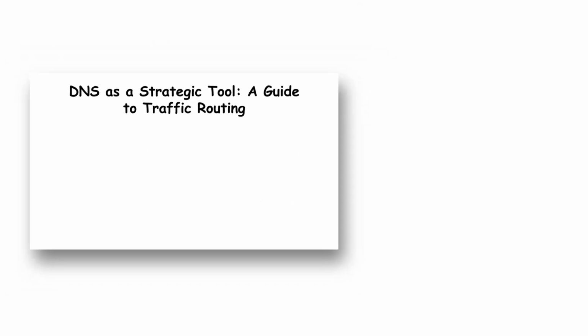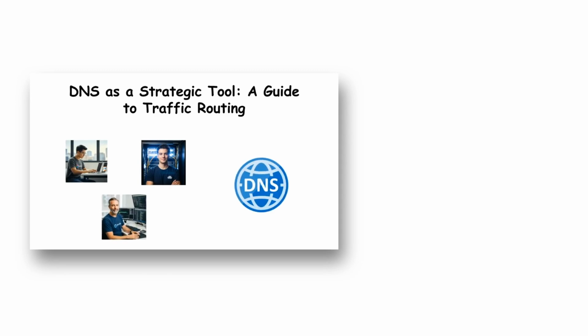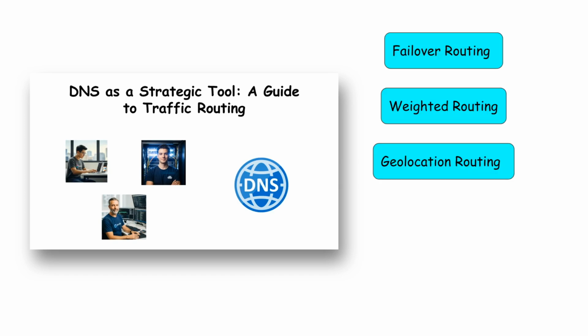In our last video, we explored how DNS evolves from a simple internet phone book into a powerful strategic tool. We covered the core concepts from failover routing for disaster recovery to weighted and geolocation routing for optimizing user experience and ensuring compliance. Now, it's time to move from theory to practice. In this hands-on guide, we'll show you how to implement these powerful strategies using one of the most popular and robust DNS services available today, Amazon Route 53.